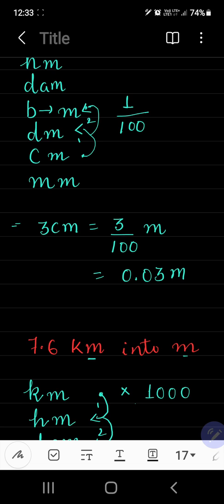So I hope this is clear. I will be giving you some questions so as to check whether you are able to understand this concept or not. So that's all for today.